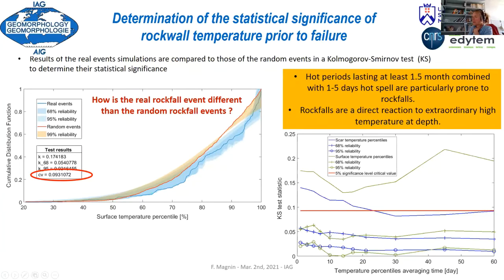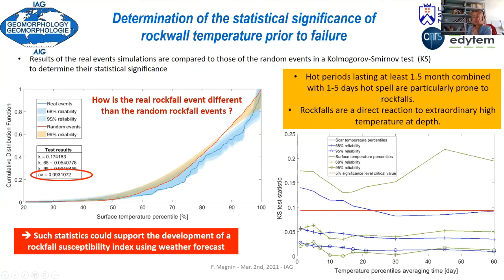Then when we consider the uncertainty boundaries of our model, this is less significant. So we should work on that. With such work, with such statistics, we can then claim that we could support the development of a rockfall susceptibility index based on weather forecast or air temperature forecast.